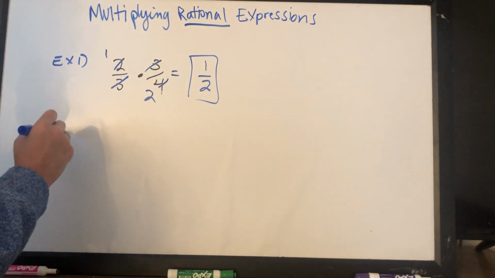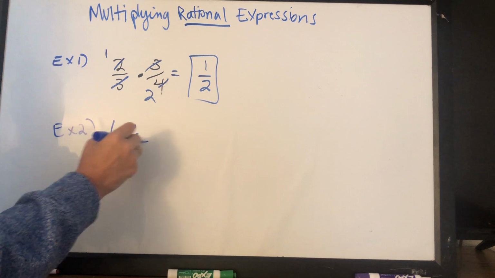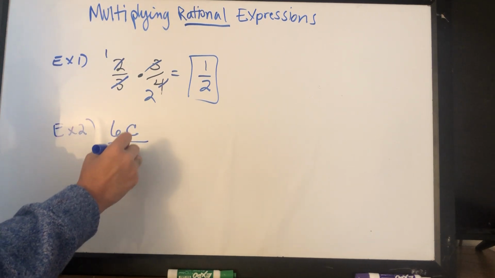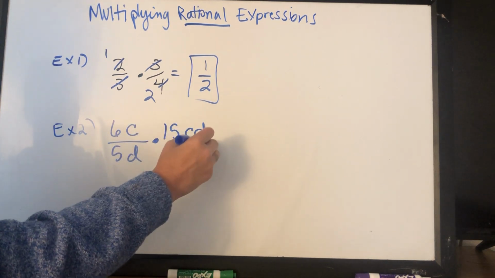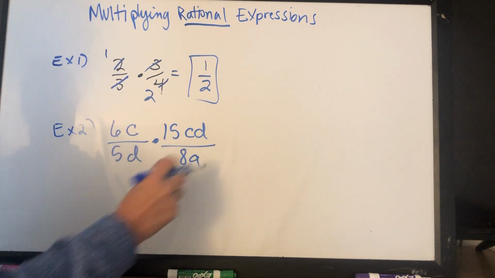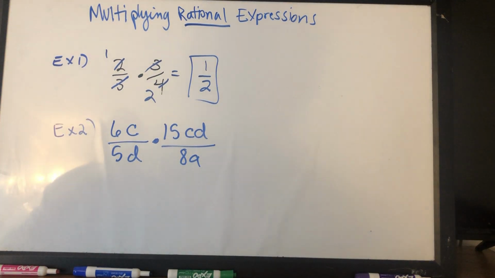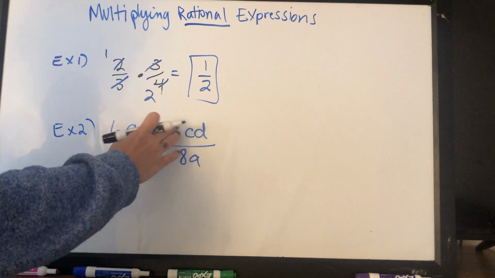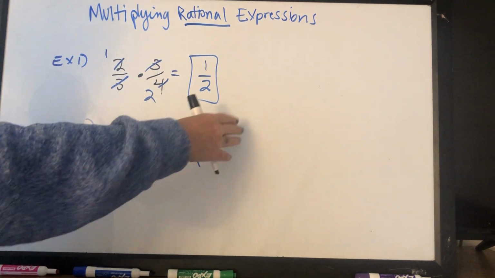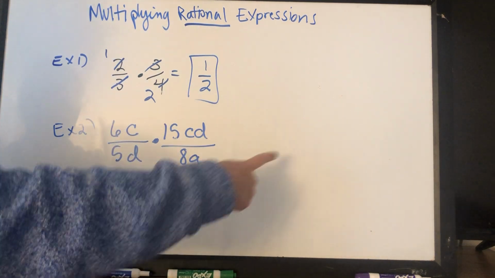Example 2, let's throw some variables in the mix. 6c over 5d times 15cd over 8a. Again, we have had these in our exponent unit. Teachers teach this different ways. I like to, again, for practicing as we're moving to multiplying rationals, simplify first. Because that way you don't have big numbers. You can look at a 5 and 15 and simplify rather than multiply and get big numbers.